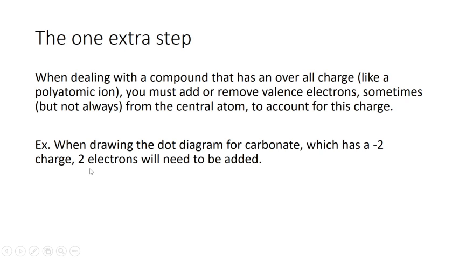Basically the one extra step is that when dealing with a compound that has an overall charge, most notably polyatomic ions, then you have to add or remove electrons, sometimes, but not always, from the central atom to account for this charge. My example would be when drawing the dot diagram for something like carbonate, which has a -2 charge, 2 electrons are going to need to be added, because that -2 means it has 2 extra electrons.